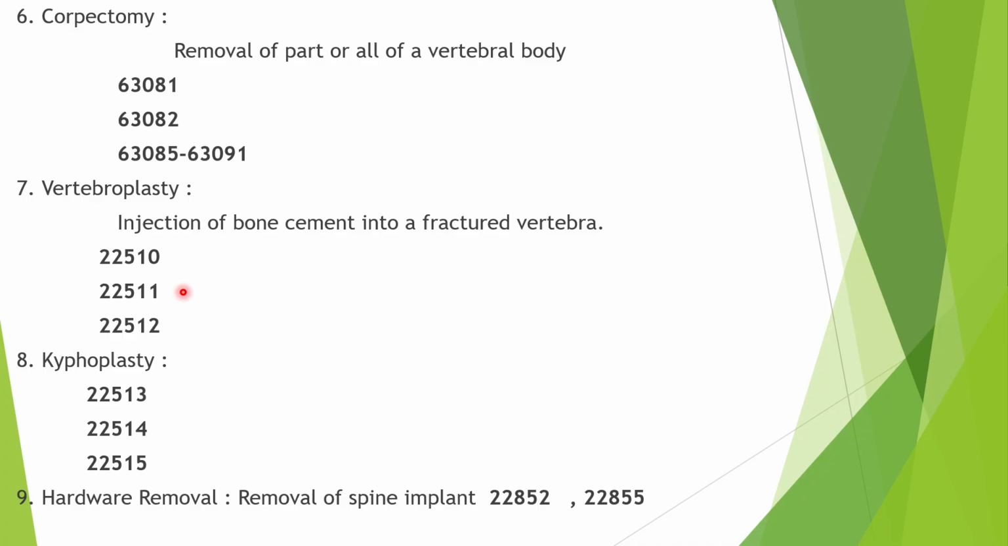So what is this vertebroplasty? It is a minimally invasive procedure. It means a small incision is given where the bone cement is injected into the fractured vertebrae. Okay, injection of bone cement into the fractured vertebrae. It is done for painful vertebral fracture, cancer, vertebral instability.